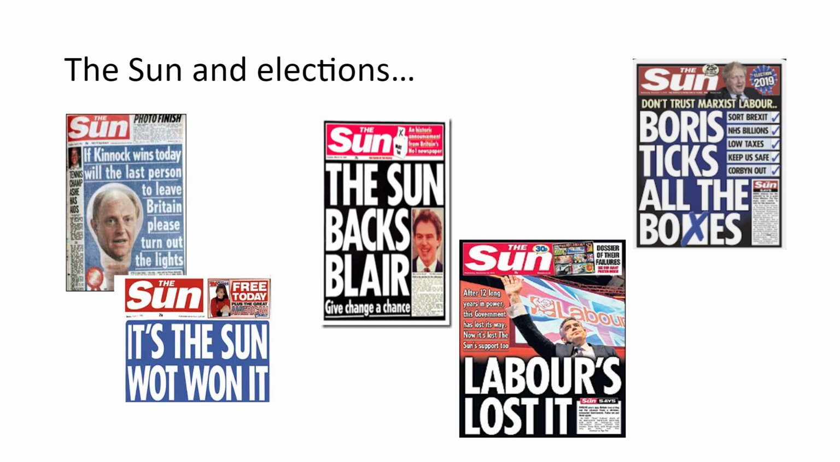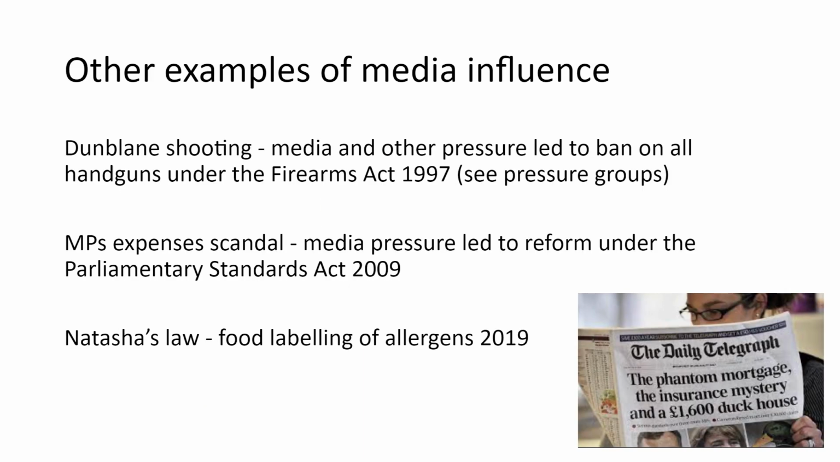They then changed allegiances, and in 1997 they supported Tony Blair and Labour won. But then when Gordon Brown became leader, they removed their support from Labour again. And then you can see that in the 2019 election, they supported Boris Johnson, who went on to win the election. And they would say that they were influential in making people decide how to vote.